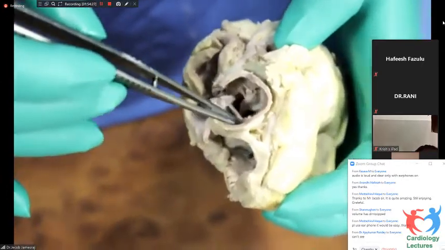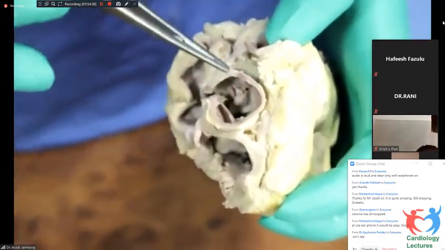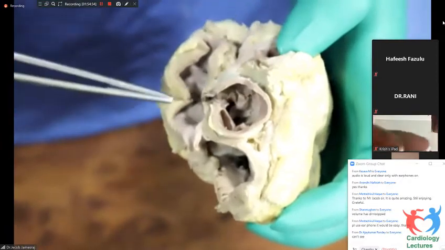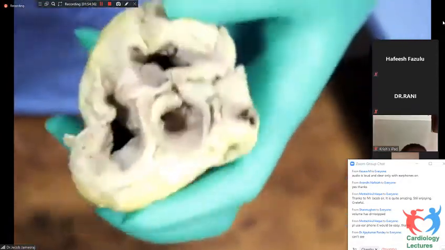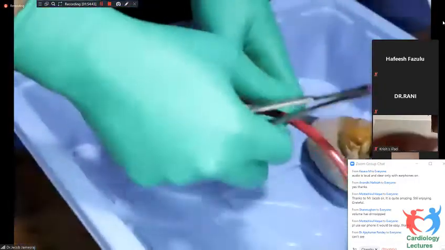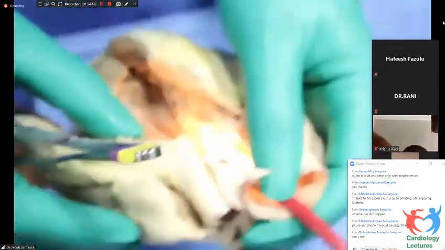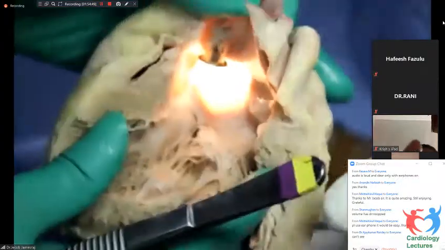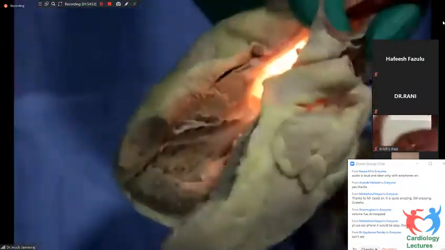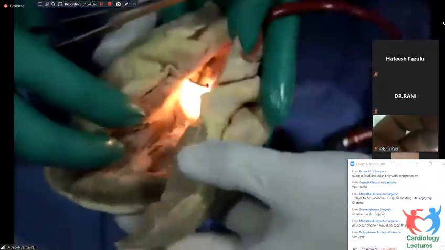Coming to the AV node, it's a specialized conducting myocyte within the tricuspid annulus near the AV septum. It's a subendocardial structure. You all know Koch's triangle, and it is supplied by the AV nodal artery. So you can see the triangle of Koch. From here we are going to take sections through this and see the microscopic view of the AV node.